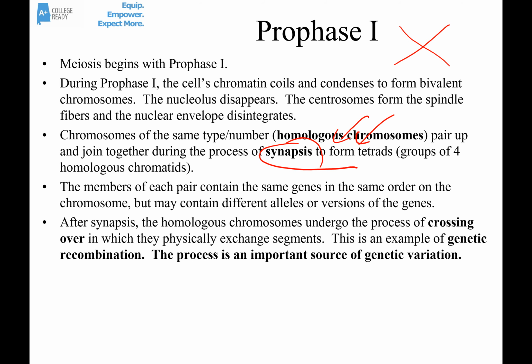During synapsis or right after synapsis, the homologous chromosomes undergo a process called crossing over. This is when they basically exchange certain segments of genes. So this process creates new, genetically diverse chromosomes. It's a type of genetic recombination, and it allows parents to pass chromosomes onto their offspring that they themselves don't even actually possess in their normal body cells. It's a hugely important source of genetic variation.